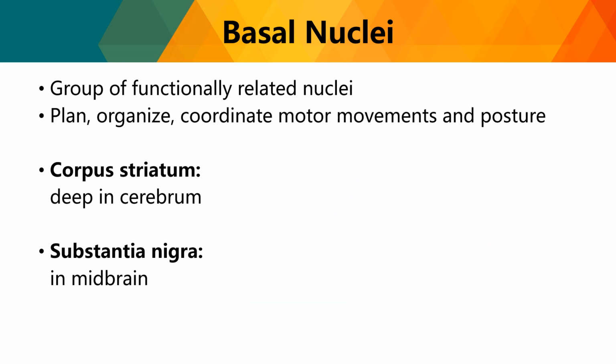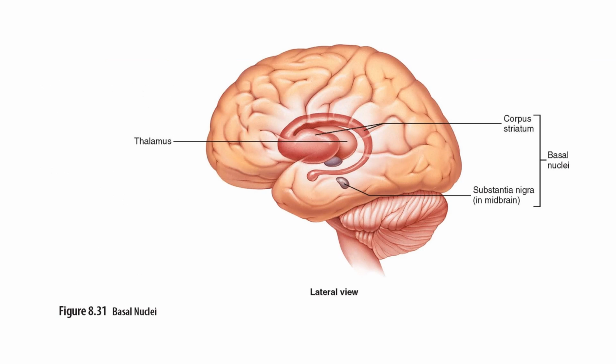Next, you have your basal nuclei. This is a group of functionally related nuclei. It is used for planning, organizing, and coordinating motor movements, and of course your posture. It includes the corpus striatum, which is deep in your cerebrum, and the substantia nigra, which is found in your midbrain. So this is the basal nuclei. Again, you have your corpus striatum, this part. And then you have your substantia nigra, this one, in your midbrain. So this is the basal nuclei.